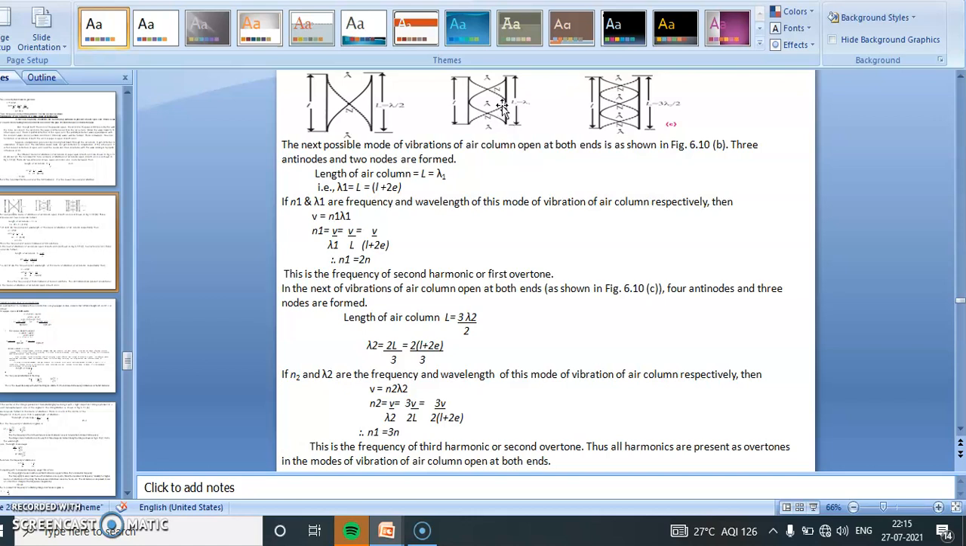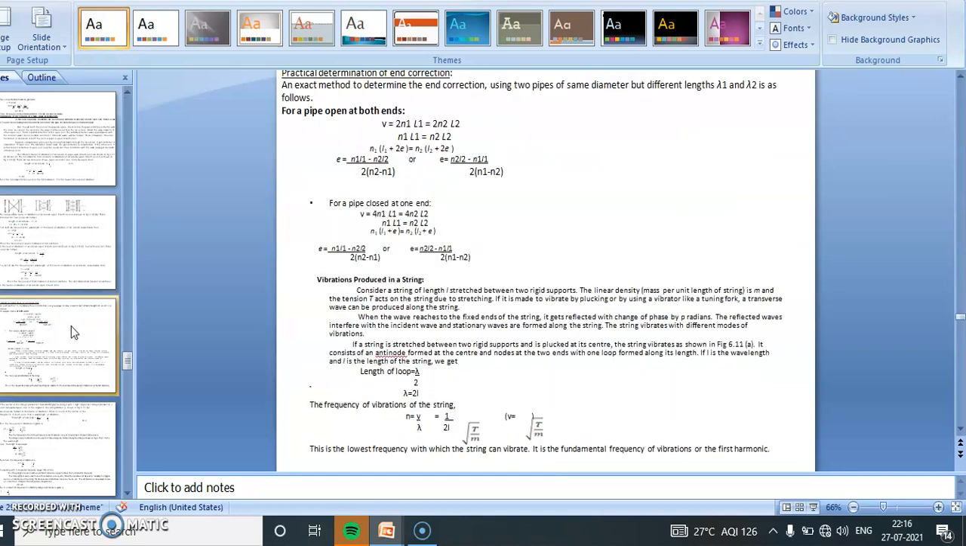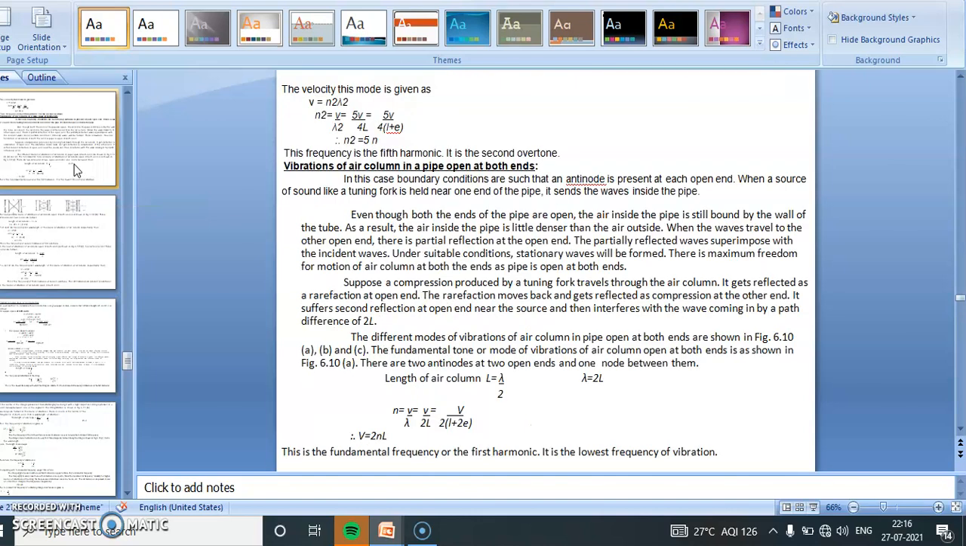Then see here. There are two nodes and three antinodes. In this diagram, four antinodes and three nodes. Distance is 3 lambda 2 by 2. Okay, see here. First we see the first diagram. In the first diagram, we get v is equal to twice n L.